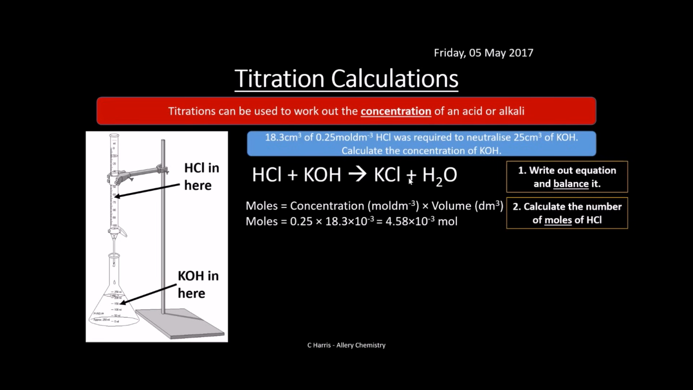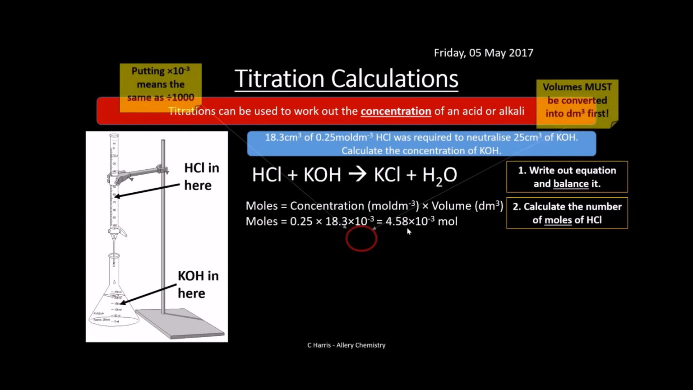Then, just like the first step, we calculate the number of moles. We can work out the number of moles this time of our HCl because we have a volume and we have a concentration. So we can use these 2 numbers to work out the moles. Concentration times volume. 0.25 is the concentration. Volume's 18.3, this is in centimetres cubed. Remember, we need to convert to decimetres cubed, times by 10 to the minus 3. That means divide by 1,000 effectively. Turns it into decimetres cubed. That should give us 4.58 times 10 to the minus 3. Again, you can work it out and try it.